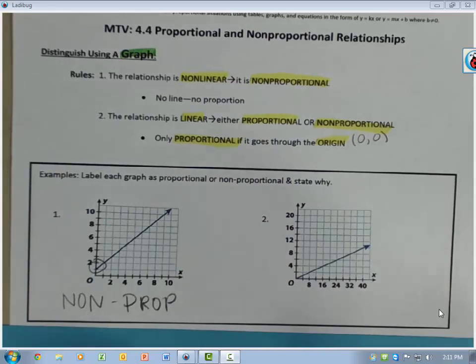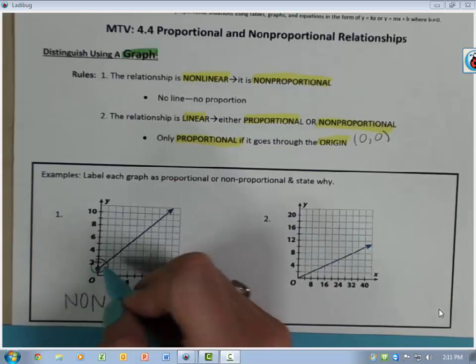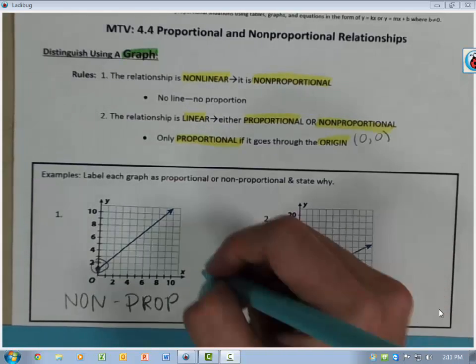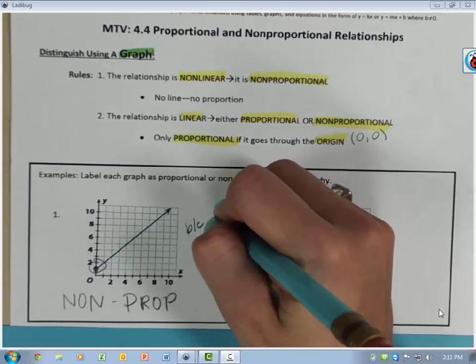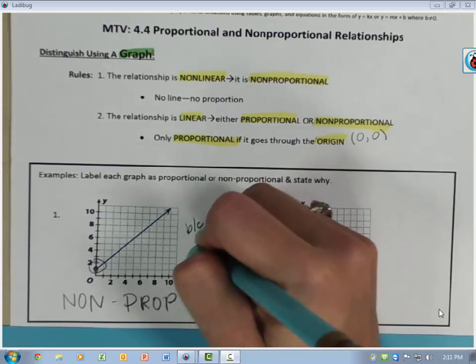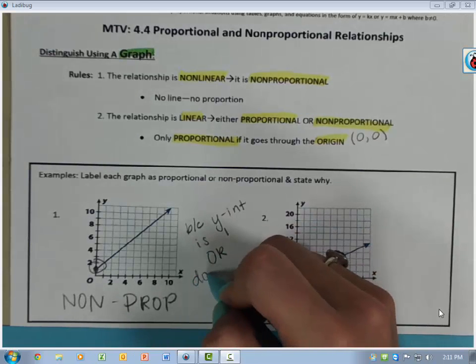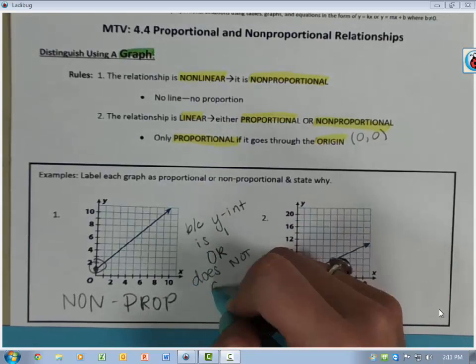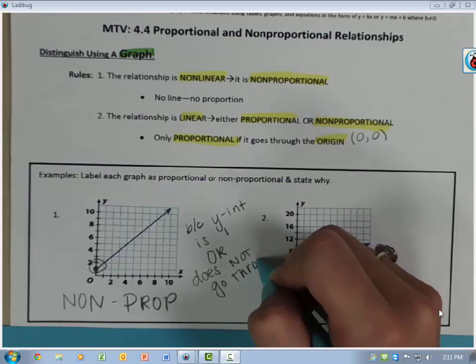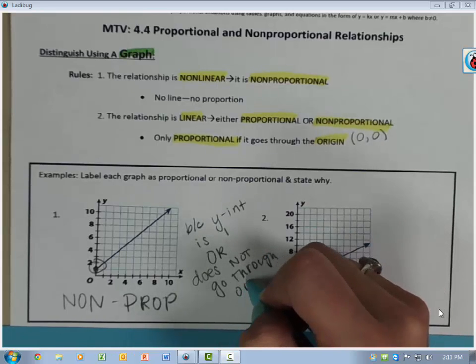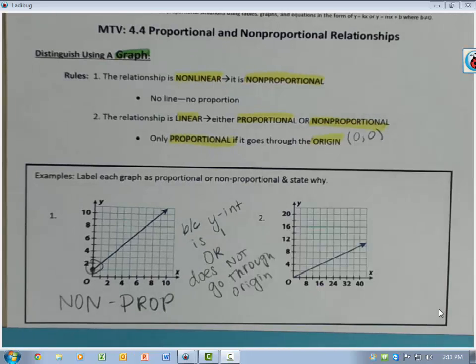Its y-intercept is a positive 1. So why? Because y-intercept is 1, or you could have said does not go through origin. Alright, that's it. That's all you gotta write.